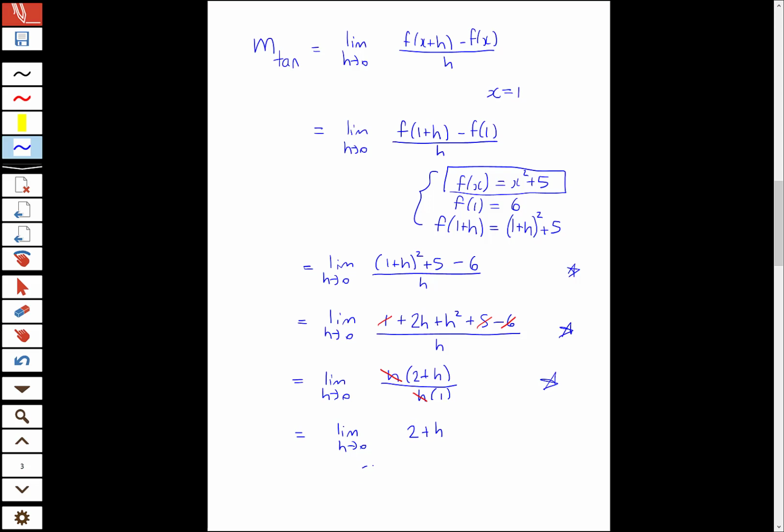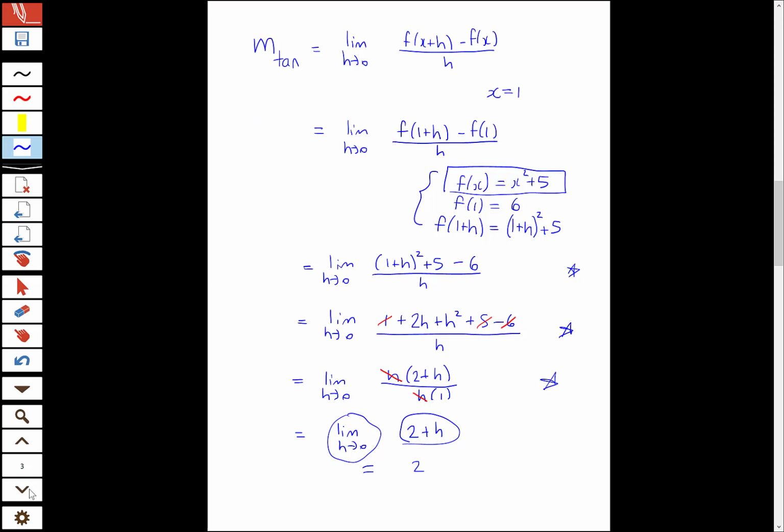And when you plug in, you drop your limit expression. Don't need that anymore. Subbing in h equals 0, we get 2. So as h goes to 0, the expression 2 plus h approaches the value of 2. That is giving us the slope of the tangent line to our specific curve at that specific point.